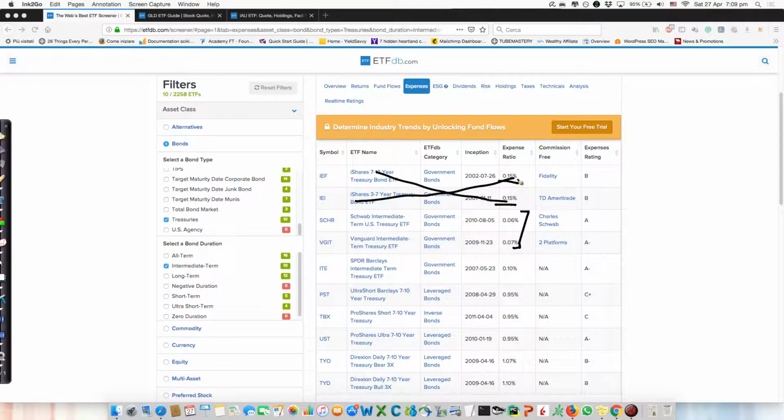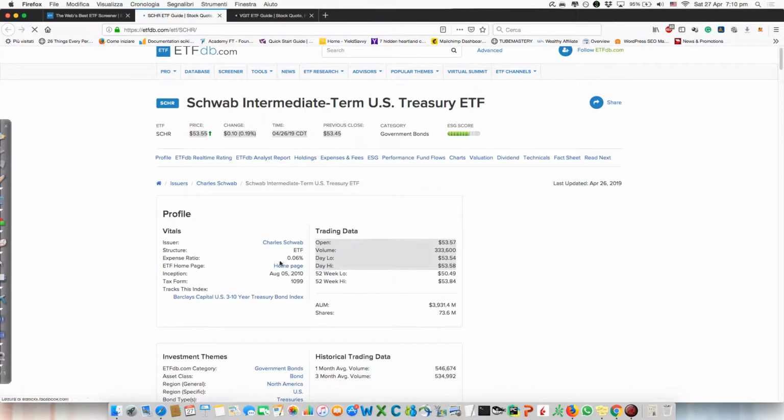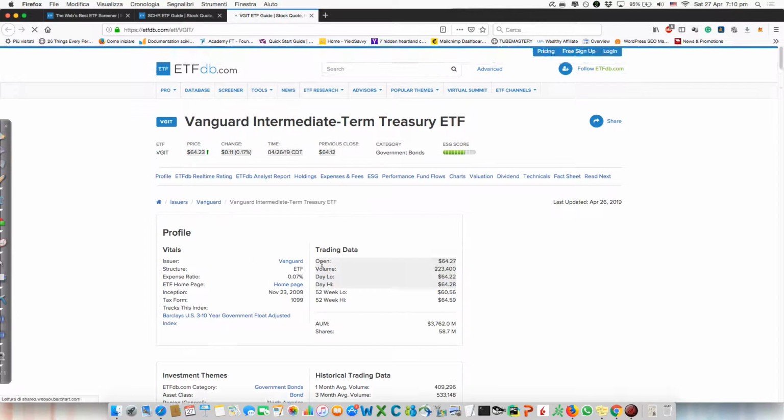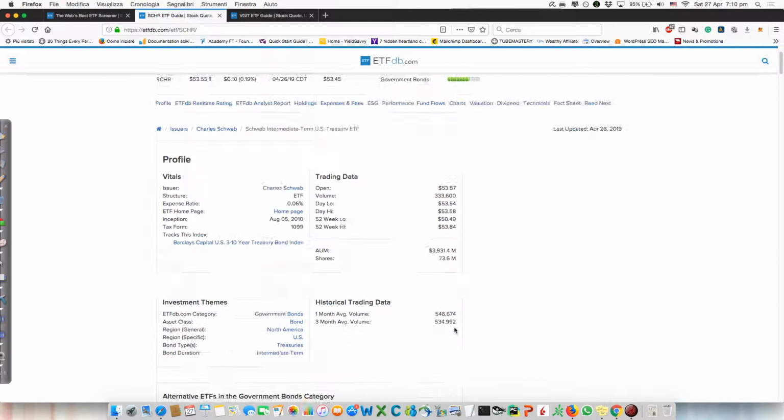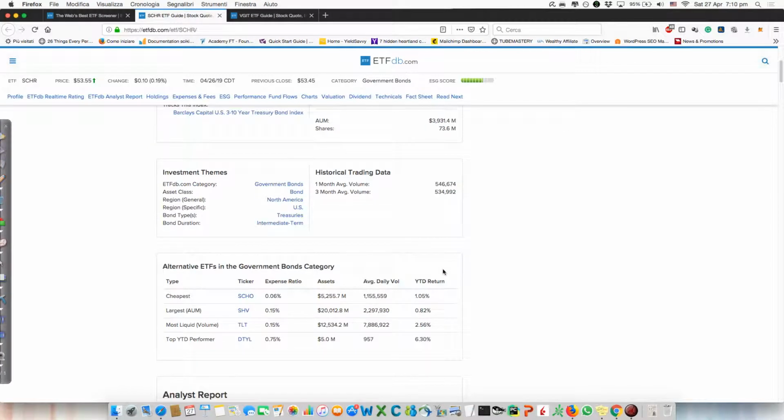Because the expense ratio here is double or more. So let's compare these two, the SCHR and VGIT. Okay, and to do that, again, we open the corresponding link, and we see. So this is the 0.06, the 0.07, the volume, okay, is 500k.